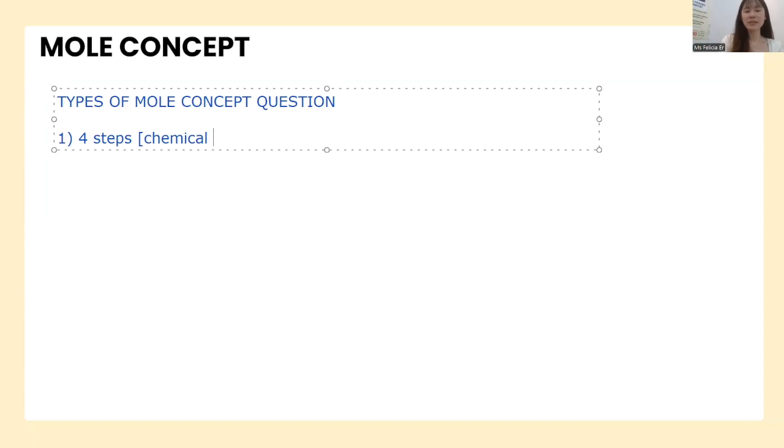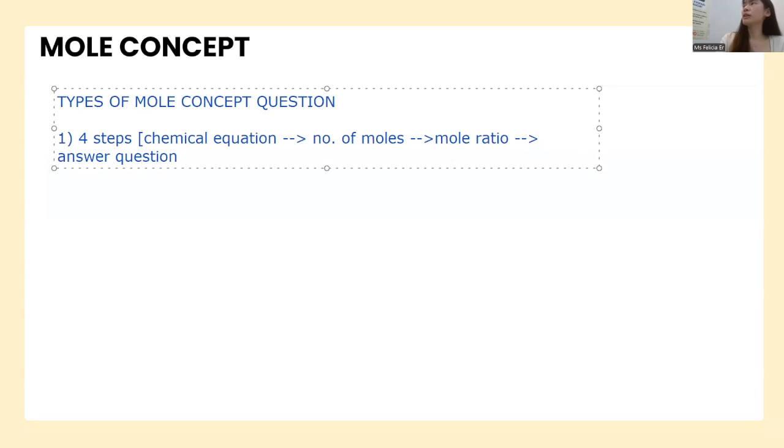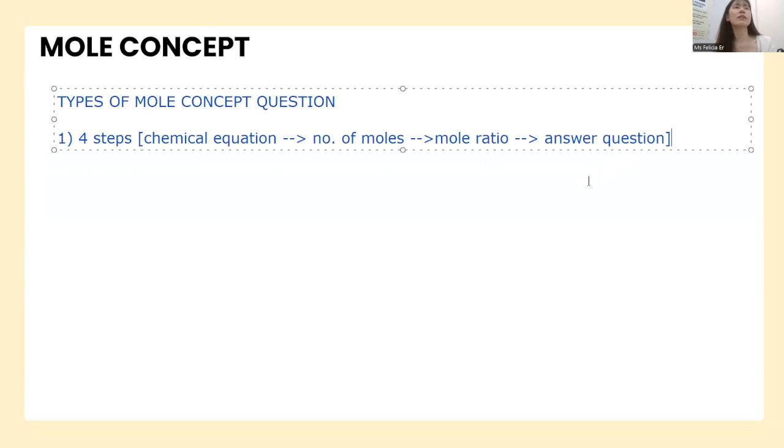Correct. You always start off with the chemical equation, then followed by calculating the number of moles, because this topic is mole concept. So obviously you must calculate number of moles first, out of all the things that you need to calculate. Then after you calculate number of moles, then like what you said just now, mole ratio. Then you answer the question accordingly. So if the question is asking you for percentage purity, then you calculate percentage purity, or if the question is asking you for concentration, then you just calculate concentration. So you just answer the question accordingly.